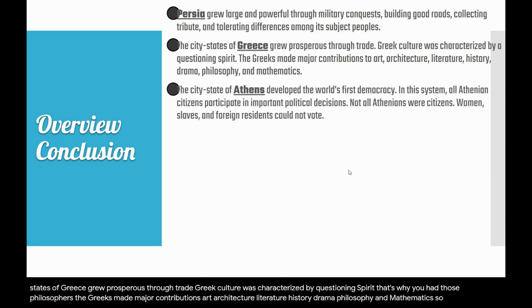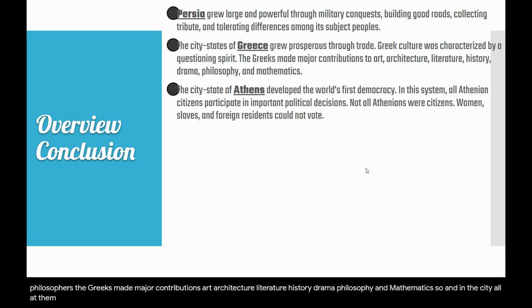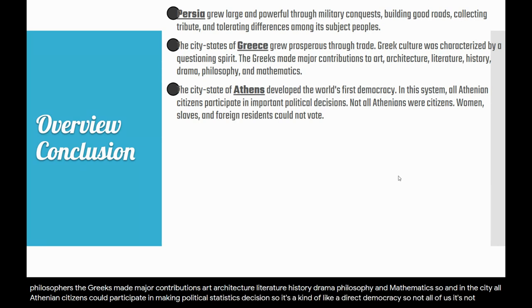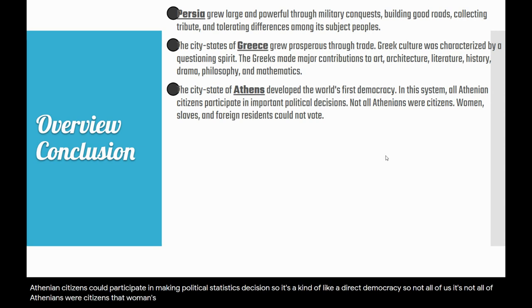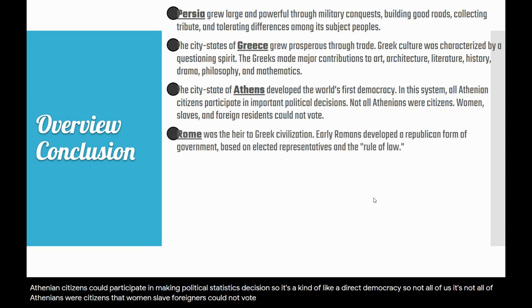So the city-state of Athens is what gave us democracy. And in this city, all Athenian citizens could participate in making political decisions. So it's kind of like a direct democracy. Not all Athenians were citizens, though. Women, slaves, and foreigners could not vote.